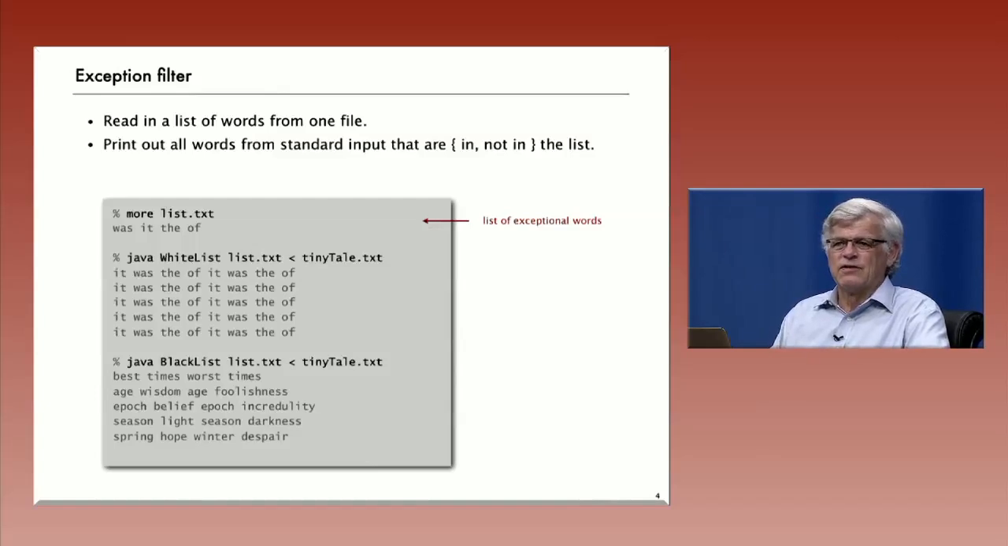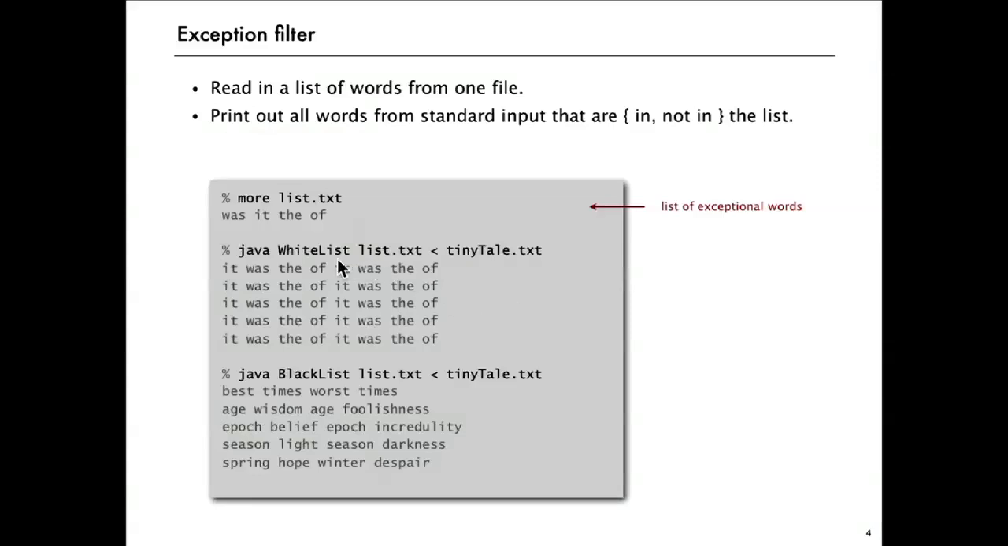Okay, so let's look at a couple of applications where this set API might be useful in client programs. One thing that is very common is the idea of an exception filter. So the way we'll set that up is to think about having a list of files, a list of words in a file that are exceptional in some way. In this case, we'll have the file list.txt that has these 4 words in it: was, it, the, and of.